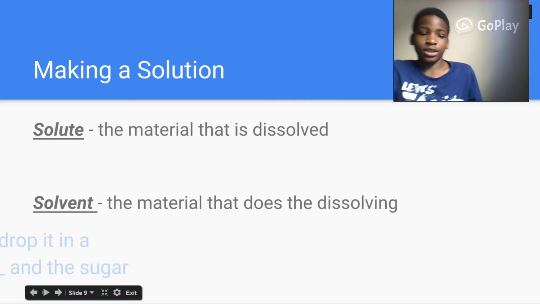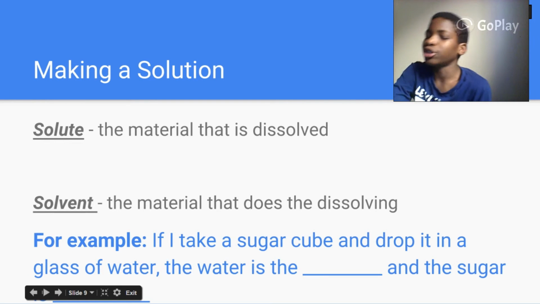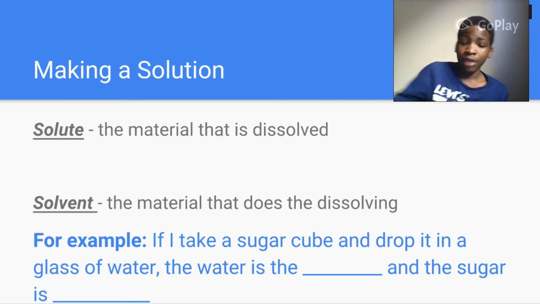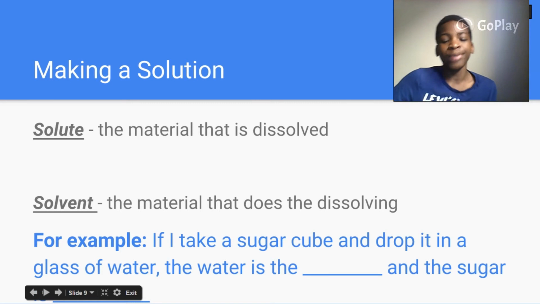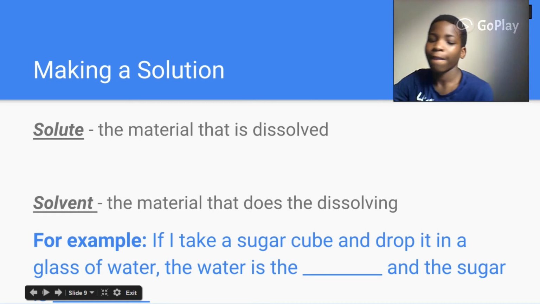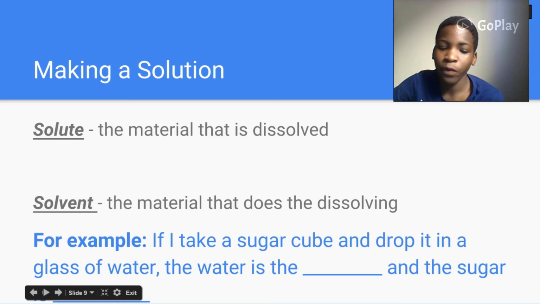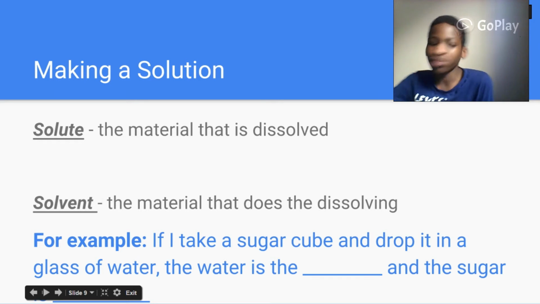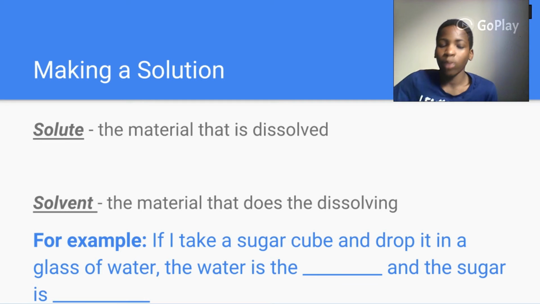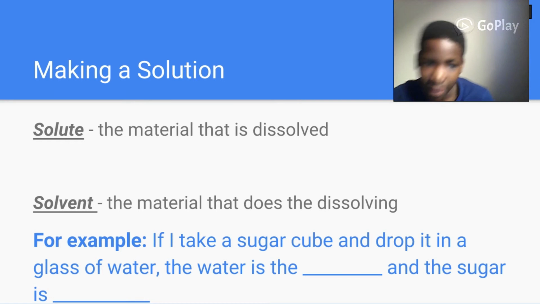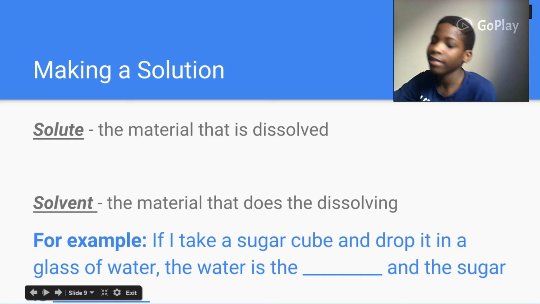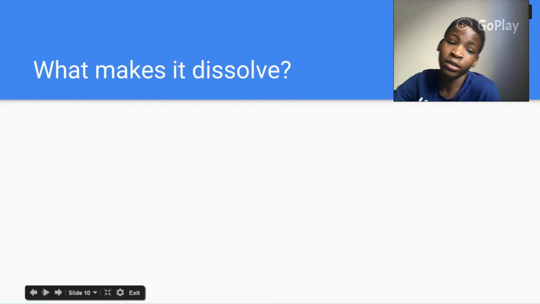Making a solution, which is also a homogeneous mixture, is quite simple. You need a solute and a solvent. So, for the example over here, take a sugar cube and drop it into a glass of water. The water is the solvent, and the sugar is the solute.